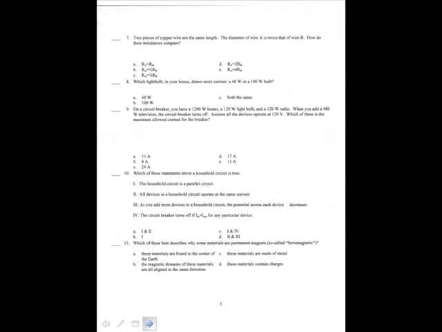Alright, two pieces of copper wire the same length. The diameter of A is twice that of wire B. How do their resistances compare? This is just like the concept test, number 7. It's C. I like to think, was RA bigger or smaller than RB? RA has a bigger diameter, so its resistance is less. The diameter is off by a factor of 2, and we square the diameter to get the area, and so RA is equal to a quarter RB.